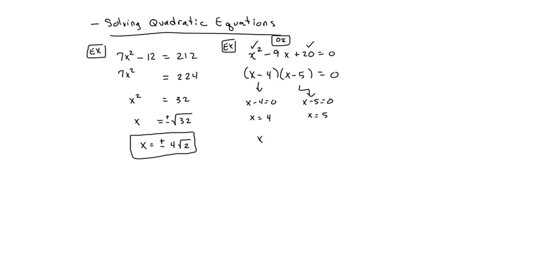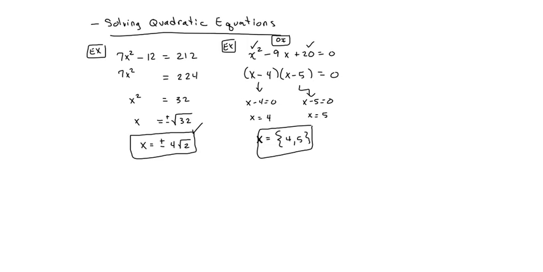So my answer is 2 possible answers. The answers are 4 and 5. There were 2 answers here. By the way, there are 2 answers on the other one too. On the first example, the first example right here, there was a positive 4 radical 2 and a negative 4 square root of 2.